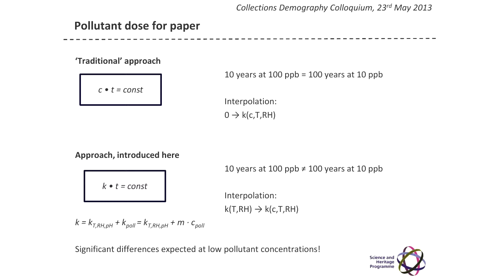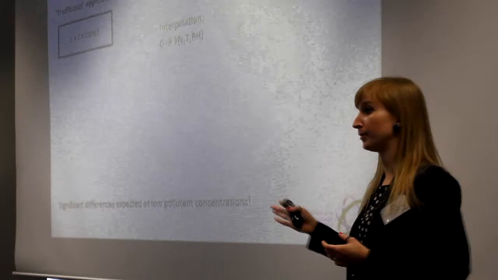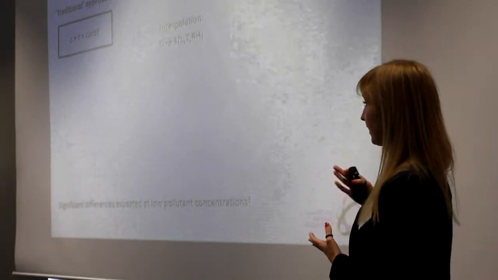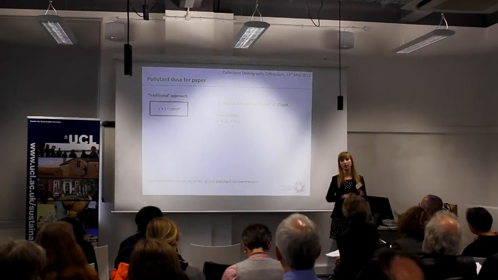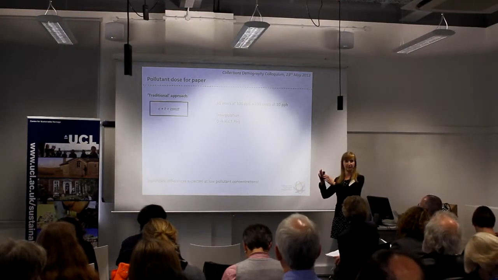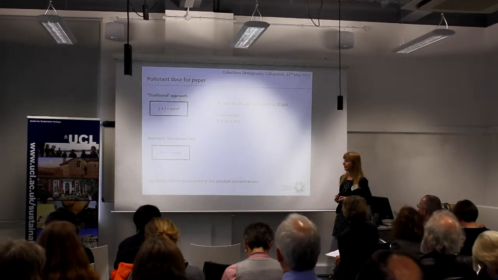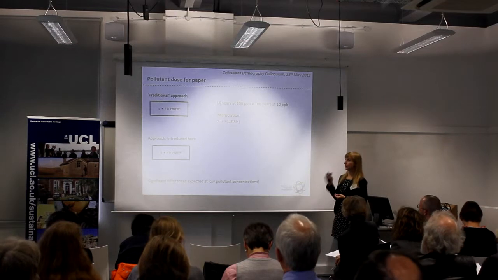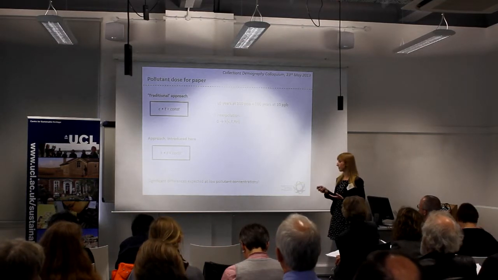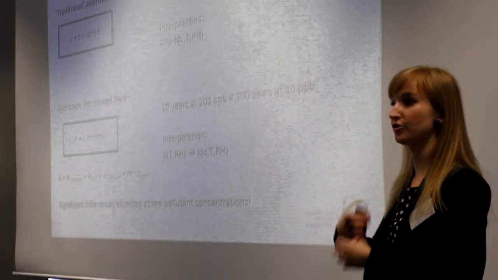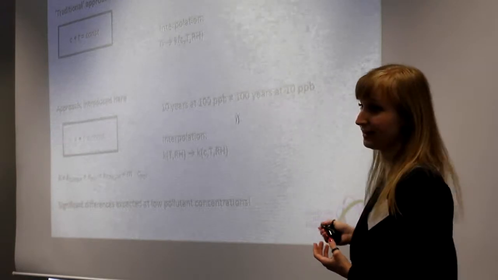And what happens here is that when experiments are carried out at very high pollutant concentrations, the interpolation to realistic pollutant concentration is carried out between 0, so no degradation at all, and the degradation that was obtained at this specific pollutant concentration. And the slightly different approach that we're introducing here says that not the concentration, but the degradation rate multiplied by time is a constant, as you can see here, which means that this is not equal anymore, because in 100 years, a lot more degradation will happen just because of the effect of the temperature and RH and all different factors than there would in 10 years.